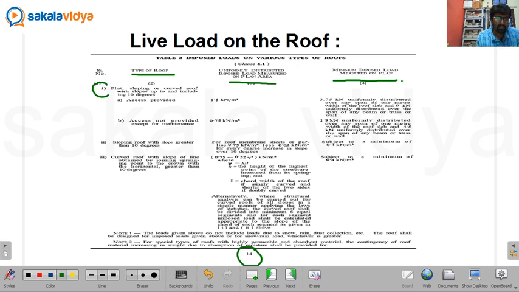Case 1: in the case of flat or sloping or curved roof, within 10 degrees, we have to take live load as 1.5 kilonewton per meter square. In that again, second one, access not provided except for maintenance, we have to take the live load as 0.75 kilonewton per meter square. Second one, sloping roof with slope greater than 10 degrees, for roof members we have to take the formula as 0.7 minus 0.52 gamma square kilonewton per meter square.